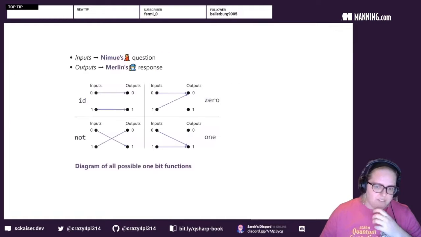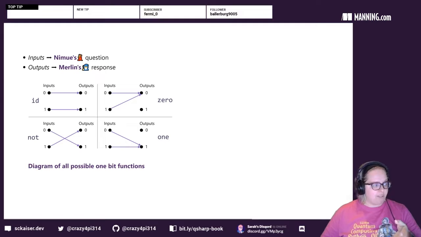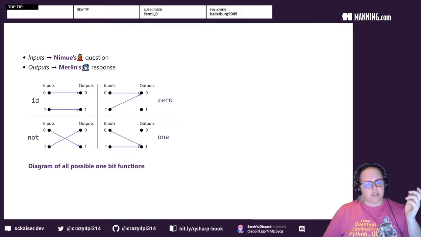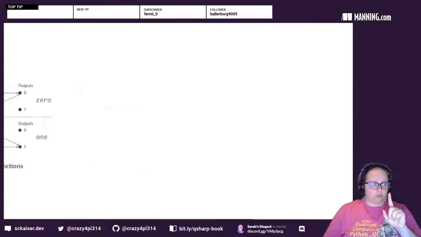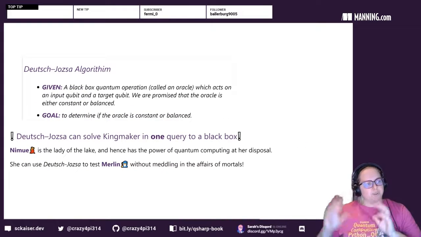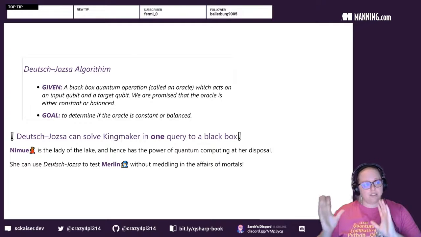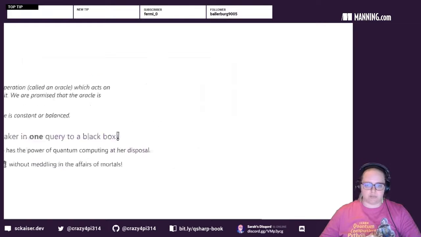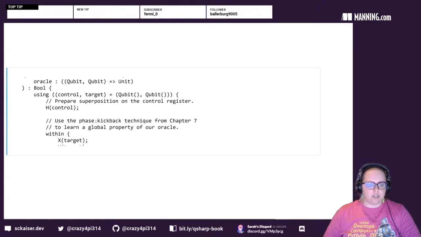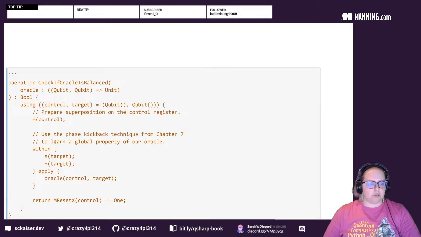However, this generalizes to n-bit by n-bit functions. If we had n different questions and n different responses that Merlin could give for each question, it would still only take us 1 query to find this out. Basically, we go from an order n scaling to 1, which is the quantum speedup that we see for this problem.